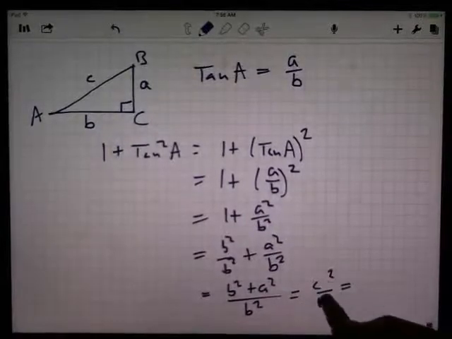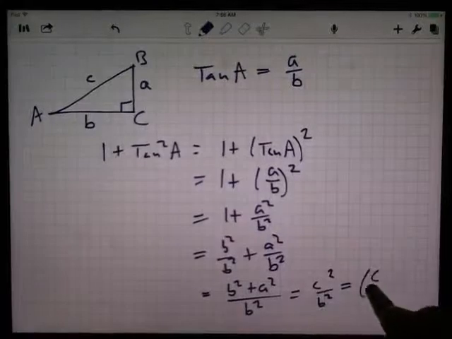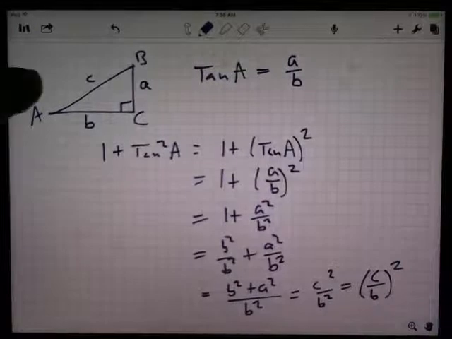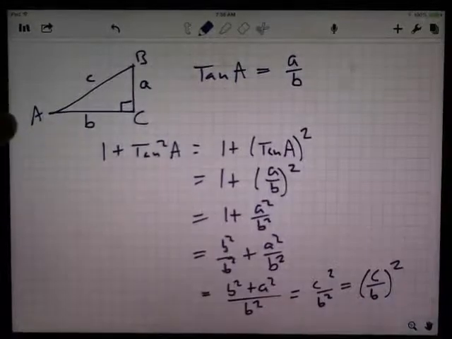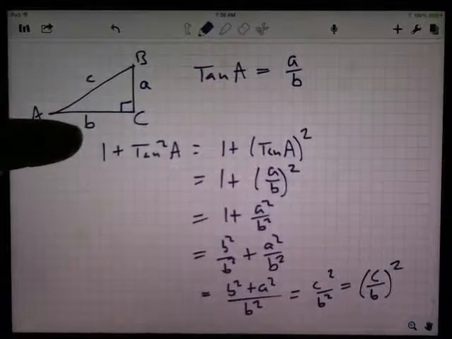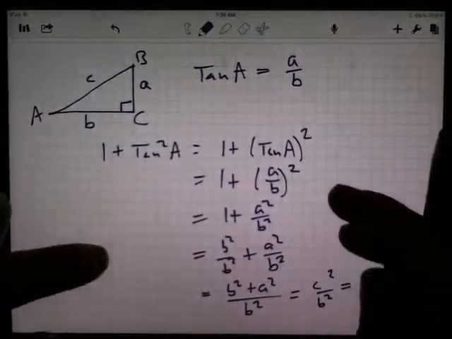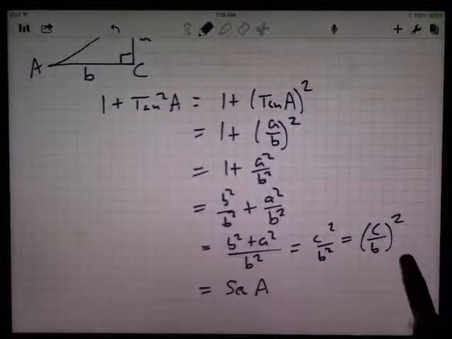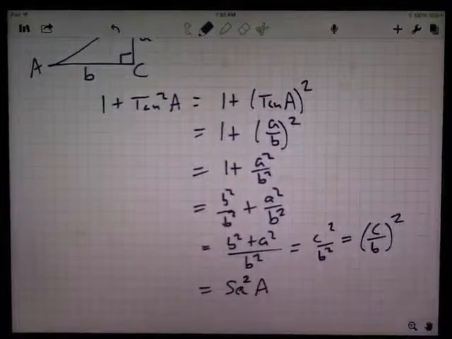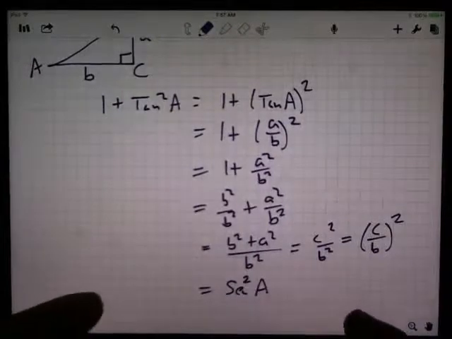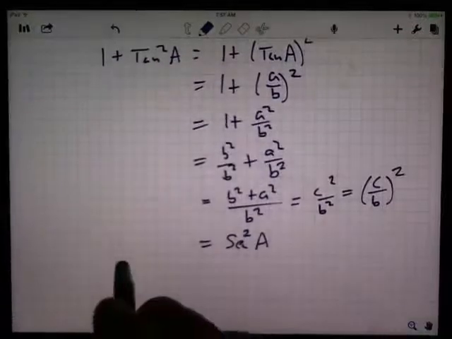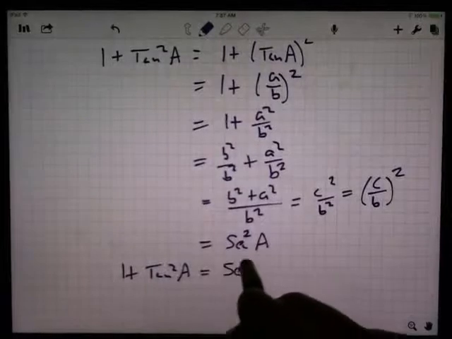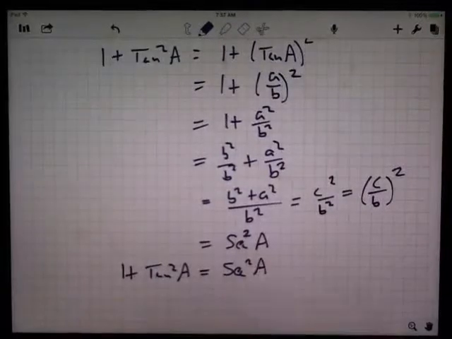And then I'm going to rewrite this as C over B, squared. But C over B, ratio of sides, C divided by B. I'm talking about angle A here. So angle A, hypotenuse divided by adjacent, well, that would be the secant of A. So this thing is equal to secant A, but that's squared. So secant squared A. The identity then is, we started off with 1 plus tangent squared A. It's equal to secant squared A.